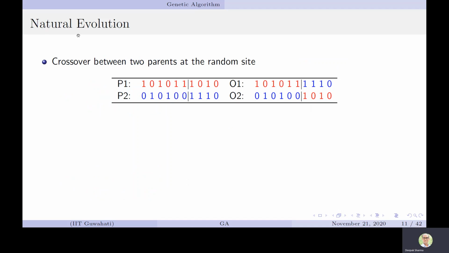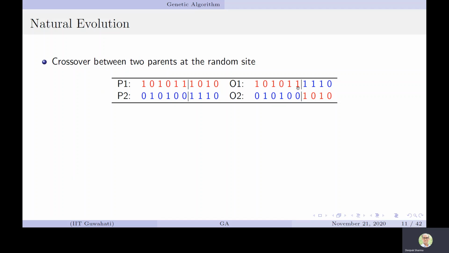Now let us move to natural evolution. In natural evolution, we have to create new solutions. So let us take the crossover. Crossover between two parents. Suppose we write P1 and P2, two binary strings we have taken, and randomly at one particular site, as we can see with these vertical lines, this crossover says that we take this random site and we swap the tails. When we swap the tails, you can see we get O1 and O2.